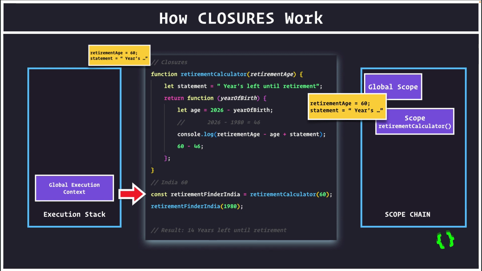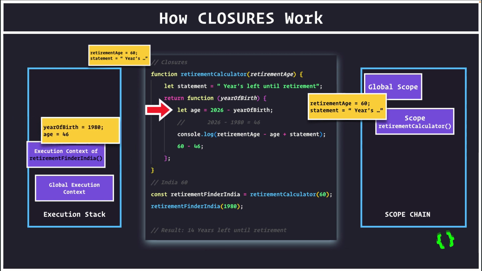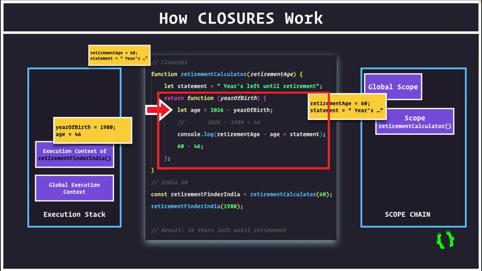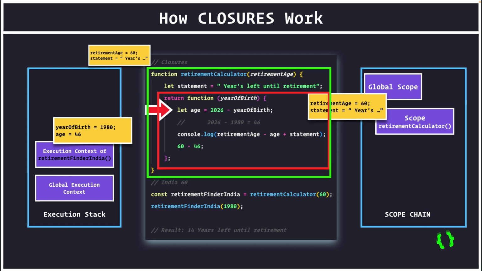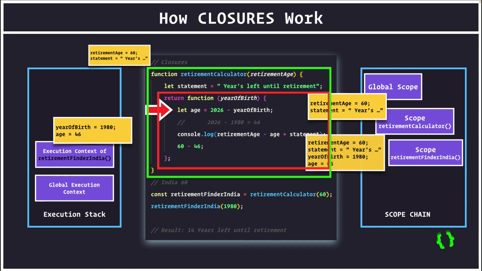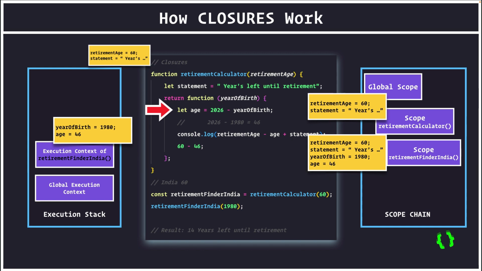Let's call the inner function that we effectively called retirement finder India with the argument of 1980, which puts a new execution context on the stack. Let's now look at the scope chain. Since this inner function is written lexically in the retirement calculator function, it has access to its scope, and you already know and use that. And here comes the magic. Since the variable object of the retirement calculator function is still there, the scope chain stays intact.